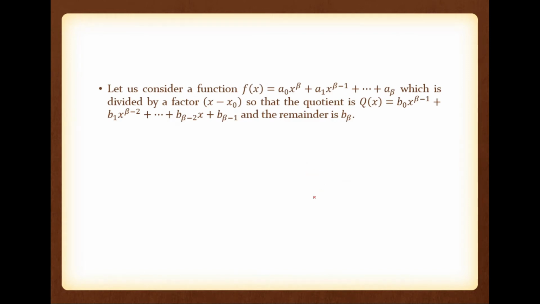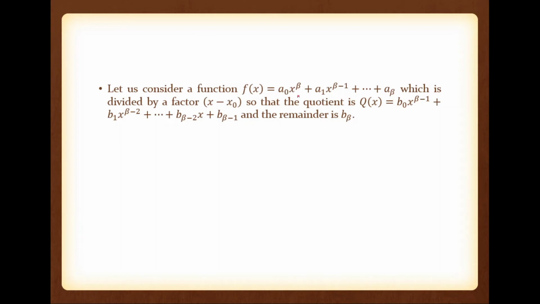So in the general case, we can consider a function f of x is equal to a0 x raised to beta plus a1 x raised to beta minus 1 plus etc plus a beta. Please note, say the initial condition is x0. So we are going to divide this function by x minus x0 to get the first remainder. What is the first remainder? f of x0.